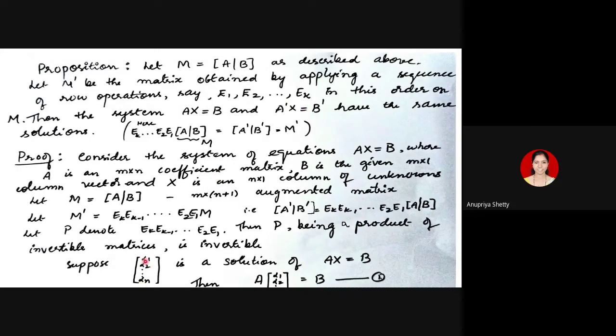So first we'll suppose this column, which I've taken as the column consisting of alpha 1, alpha 2, etc., alpha n. Let this be a solution of the first system, that is Ax equal to b.